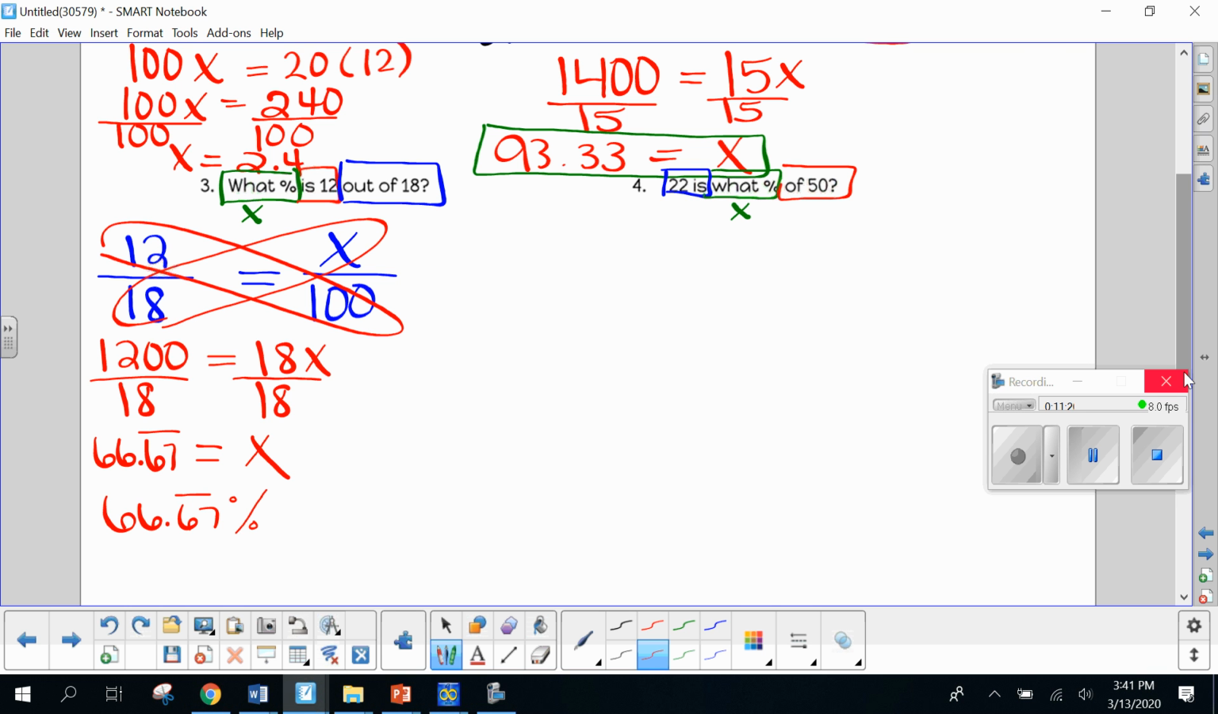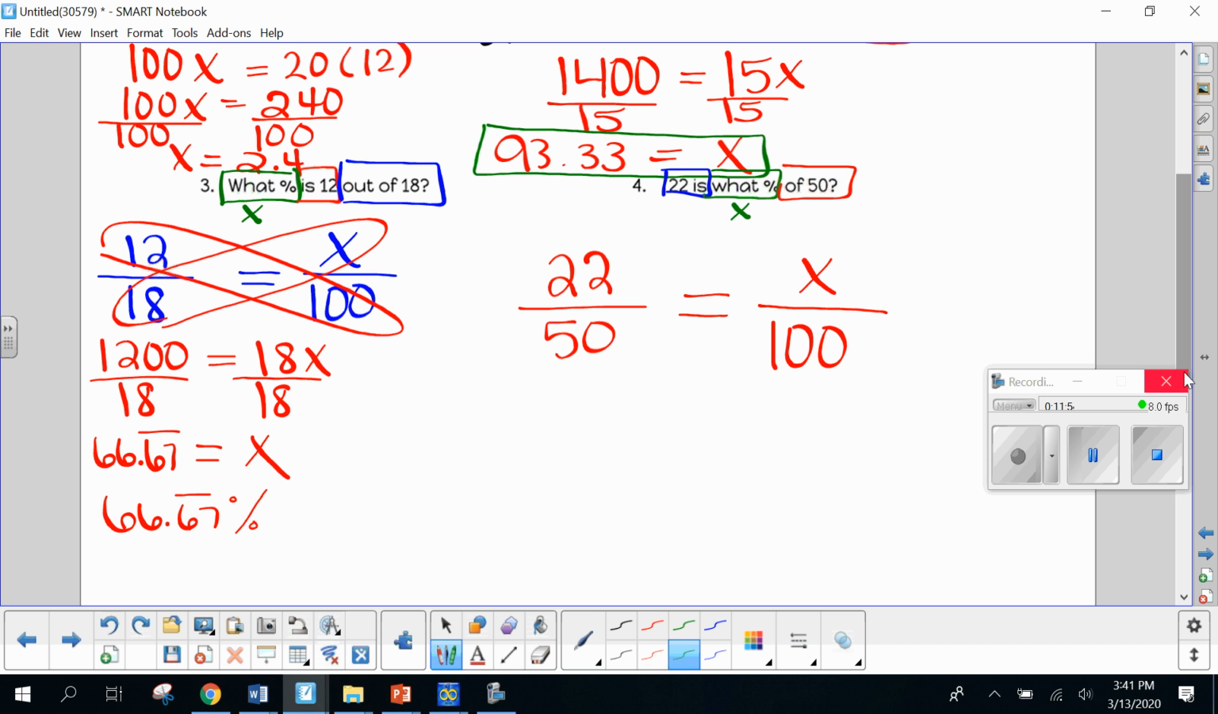So start with your proportion again. You're going to have your equal sign with your two ratios. The 100 goes bottom right. Above the 100 is going to be your percentage, and we don't know that, so that's where we're going to put an x. The left-hand side is on top, of on the bottom. So is is 22, of is 50.